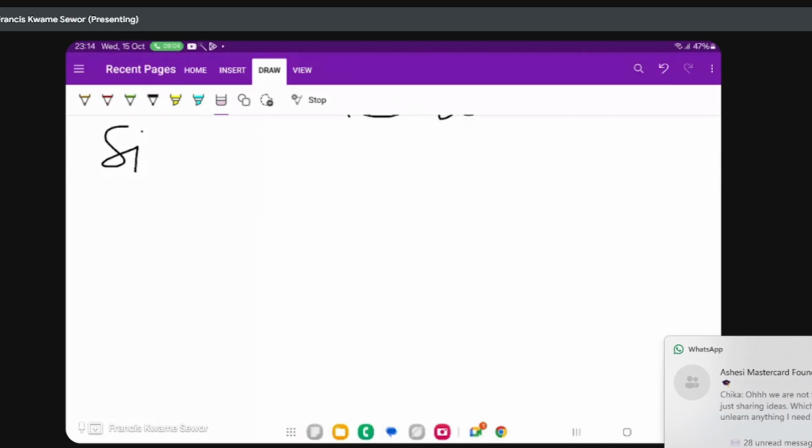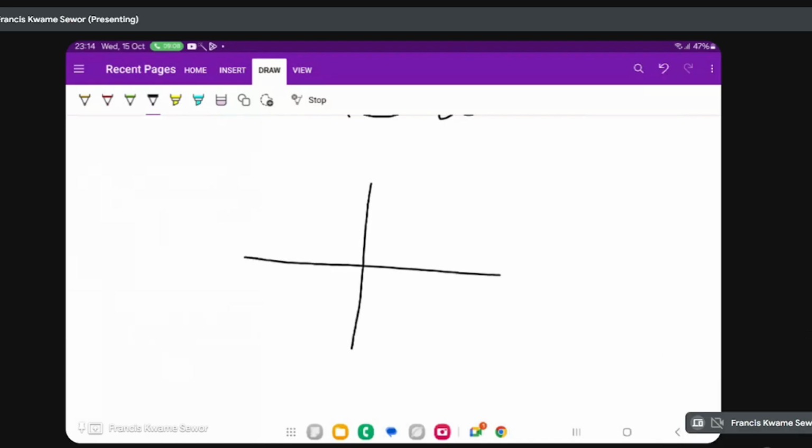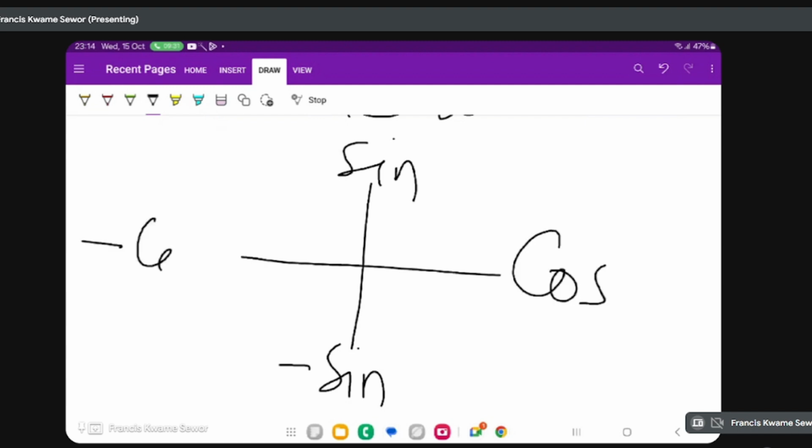Alright. So this is the map that I gave, I think on the 27th, to do this differentiation. It's just like cardinal points. The vertical line is the sine. You have positive and negative, so the top is positive sine, the bottom is negative sine. And for the horizontal line, we have cos here and negative cos over here.